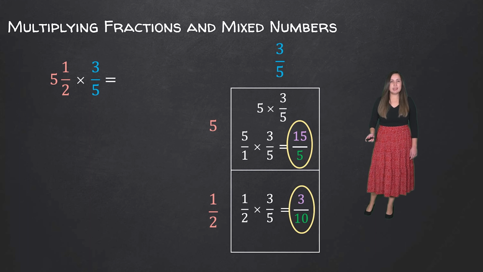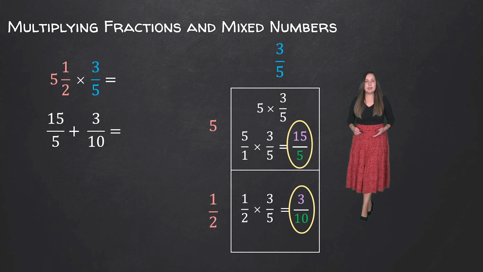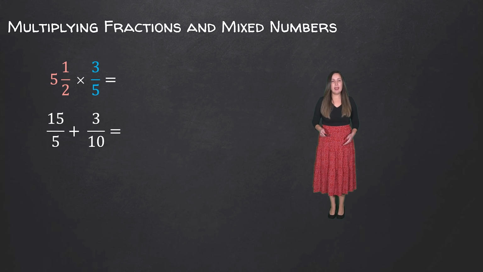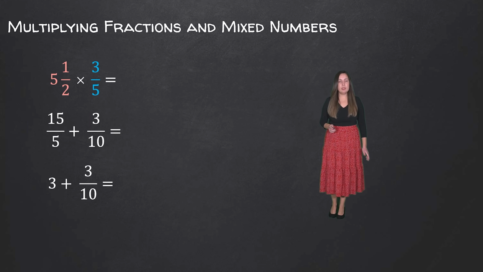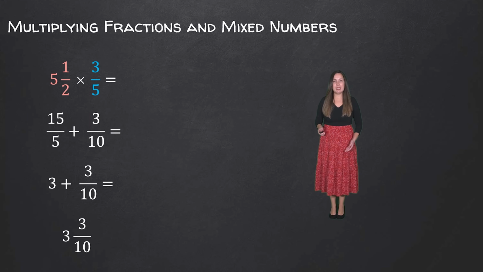then add them together. Before we start adding, notice that 15 over 5 is an improper fraction that can be written as 3. So we're going to rewrite it as 3 first, and then we're going to rewrite 3 over 10. So we have 3 plus 3 over 10, and that's just equal to 3 and 3/10.